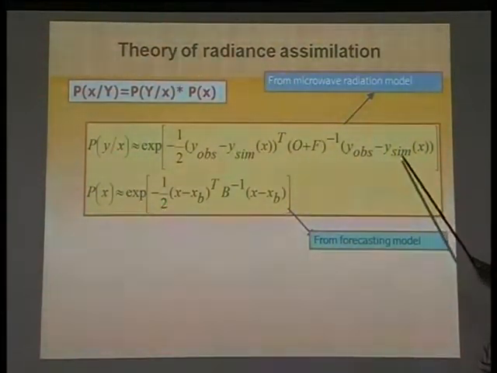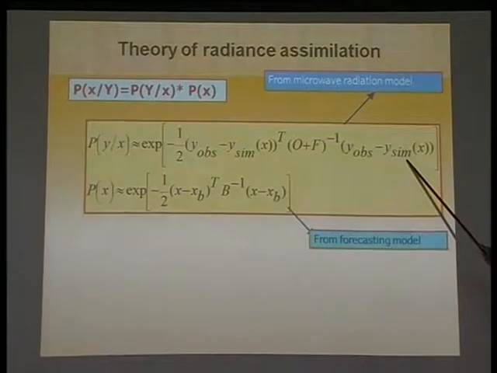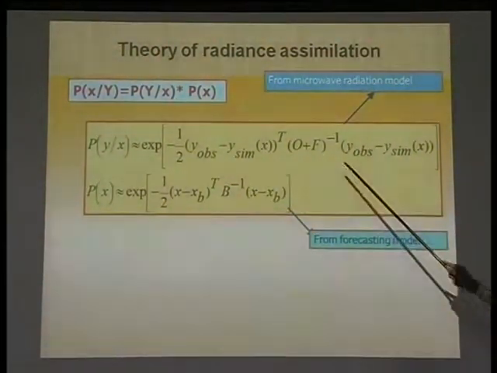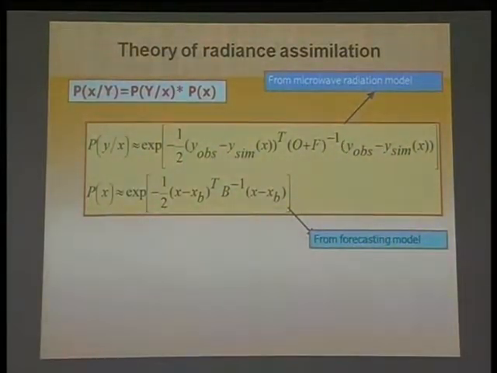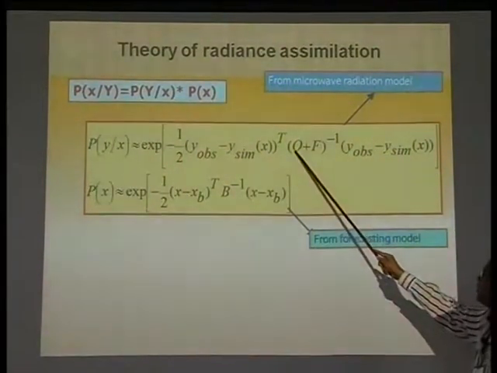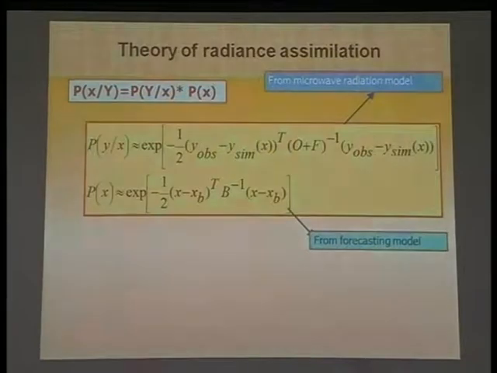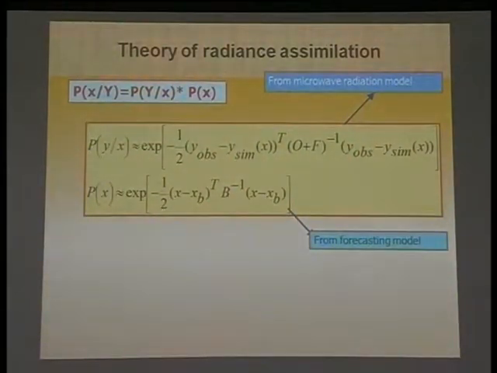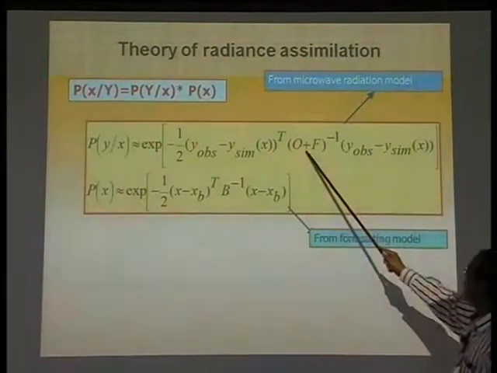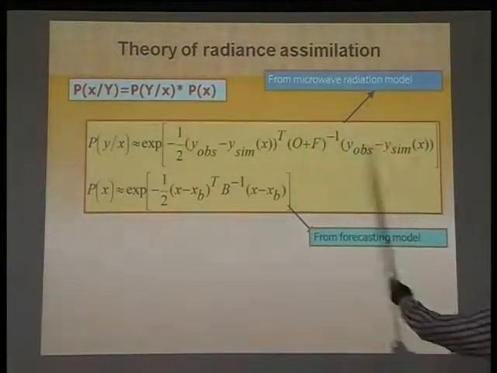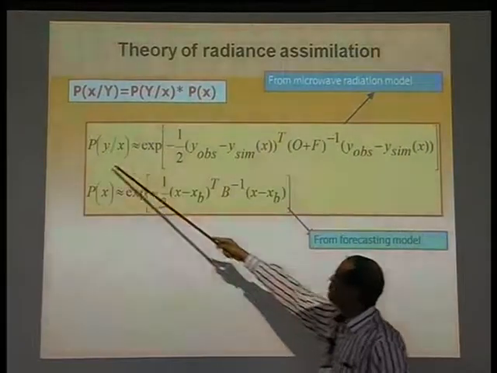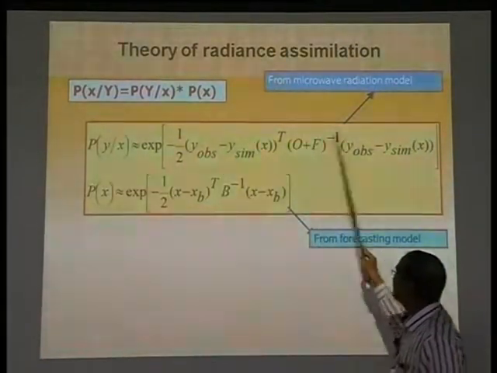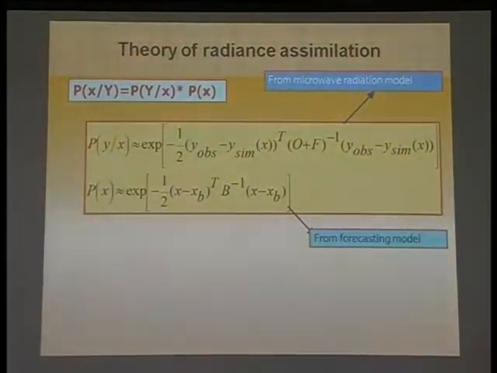When you are simulating the brightness temperatures, there is an error associated with the forward model, that is a radiative transfer simulation, that we can quantify. By the same token, you also have an observational error, typically spoken of as the NE delta T of the instrument. So you've got O and F. And this is the probability of y given x. If you take minus ln of p of y, it comes to a least square minimization.